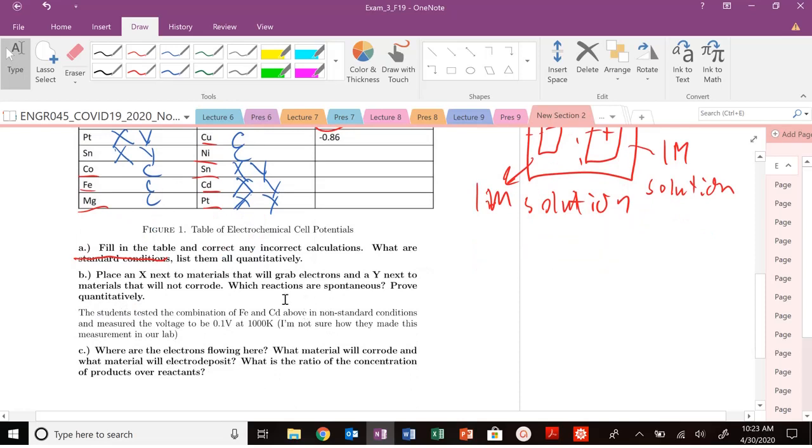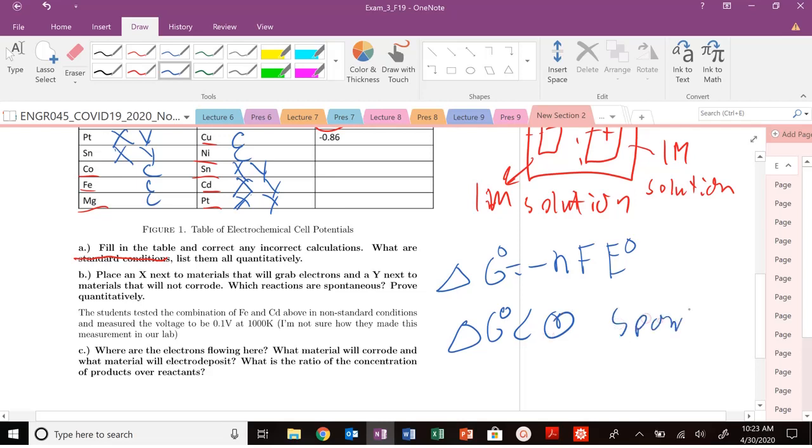Which reactions will be spontaneous? Prove this quantitatively. Well, I know that my delta G naught is equal to minus n, Faraday's constant, E naught. So I know that when delta G naught is less than 0, that is going to be spontaneous. When my Gibbs free energy increases, that is not going to be spontaneous.